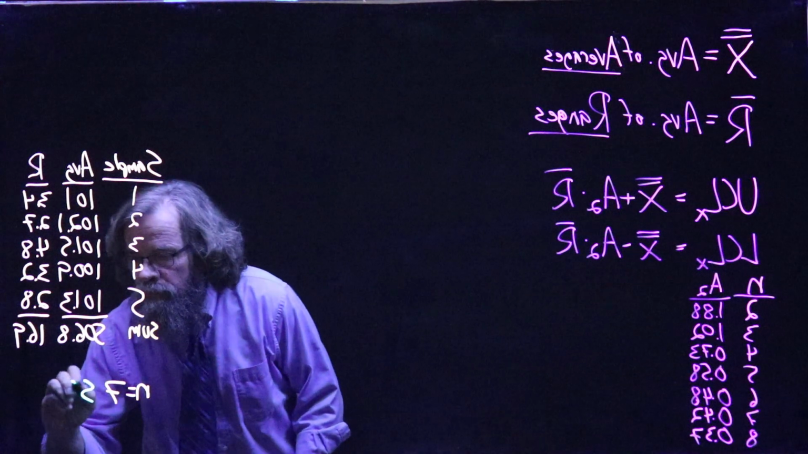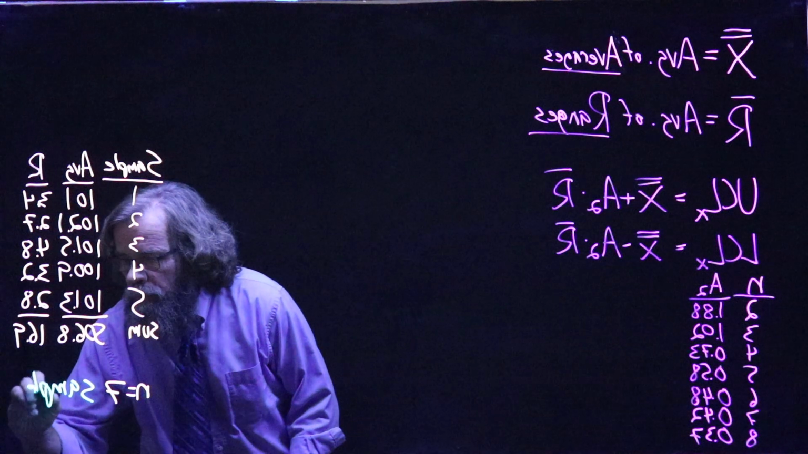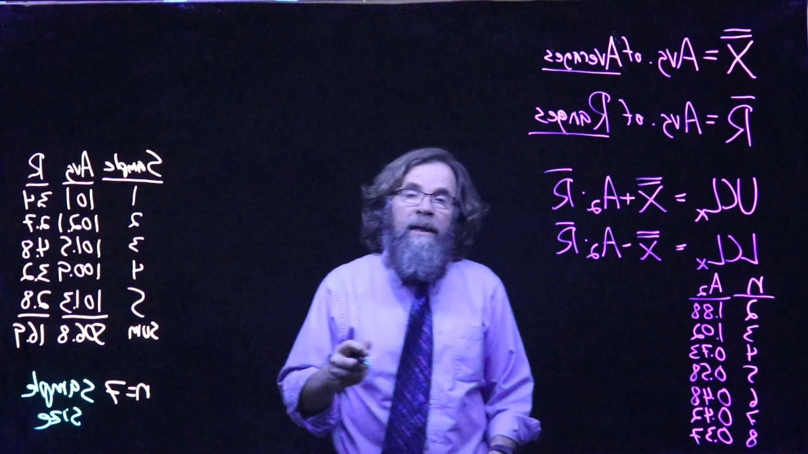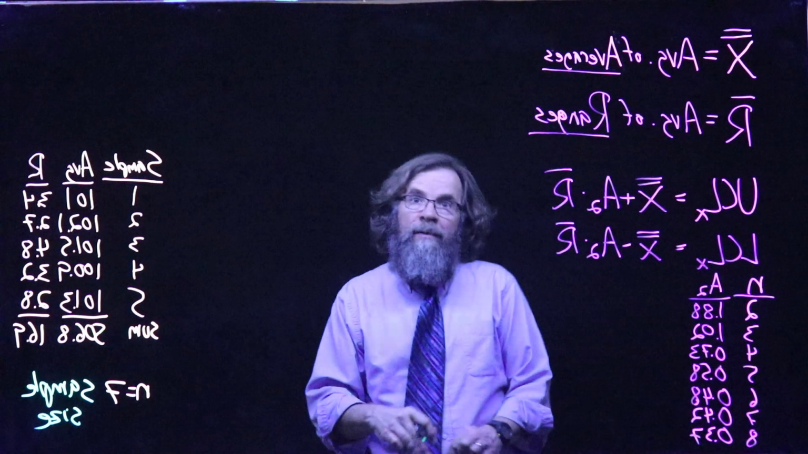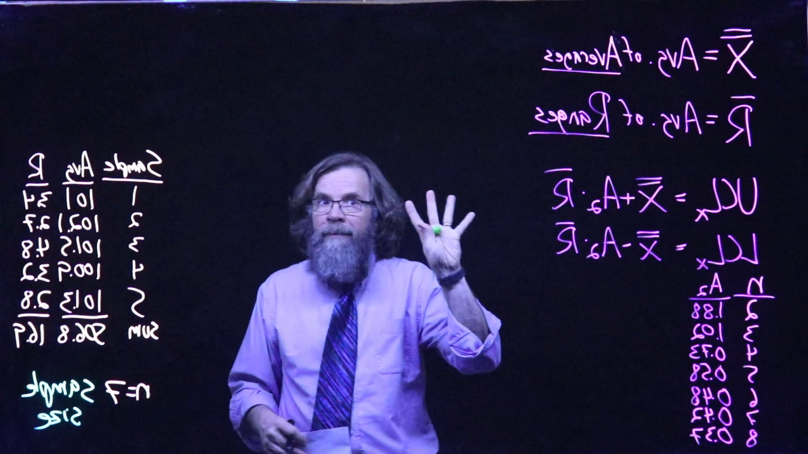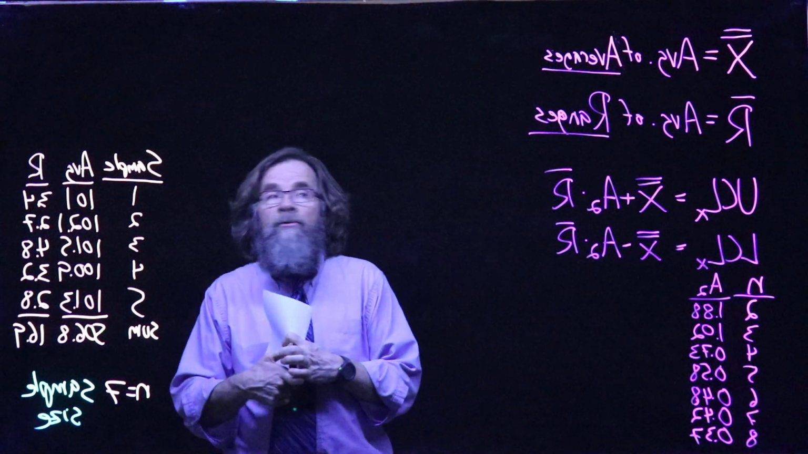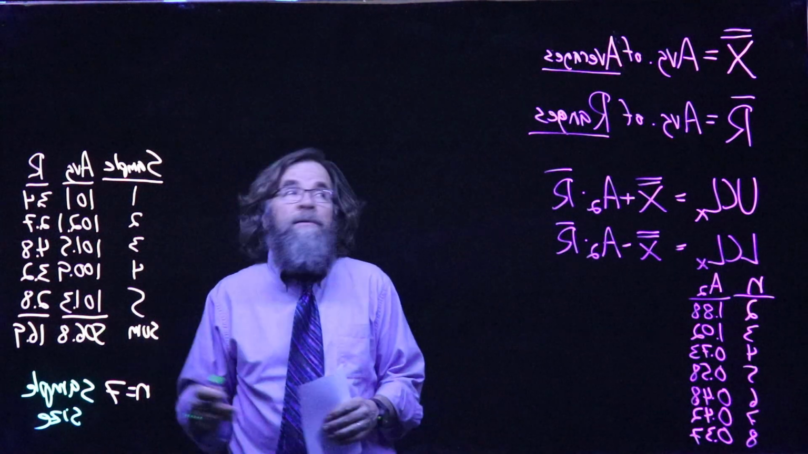So our sample size is 7 because every day we collected 7 pieces of information. It's not 5, it's 7. Okay, so to compute the control limits, we need to know several things.